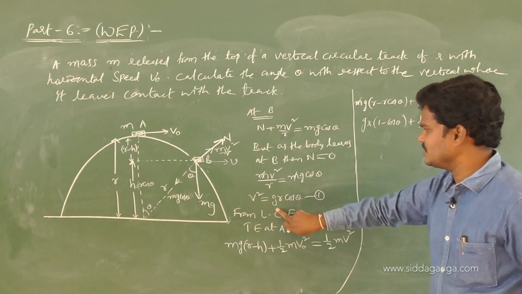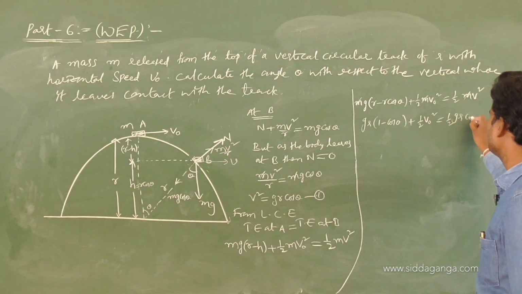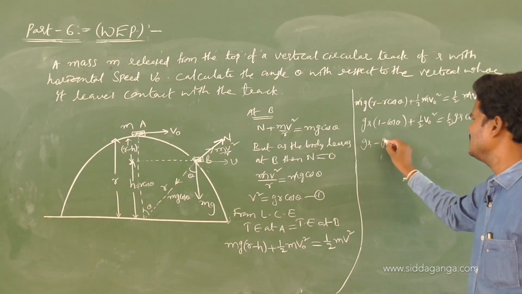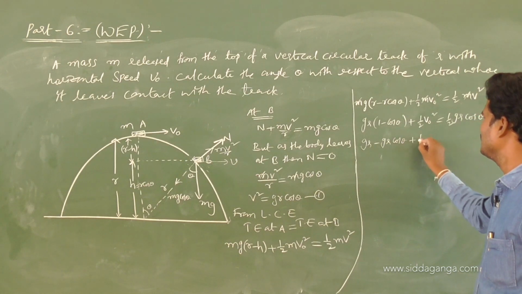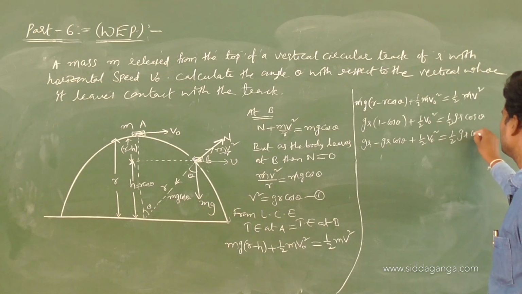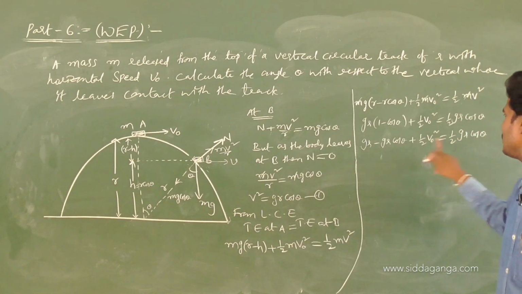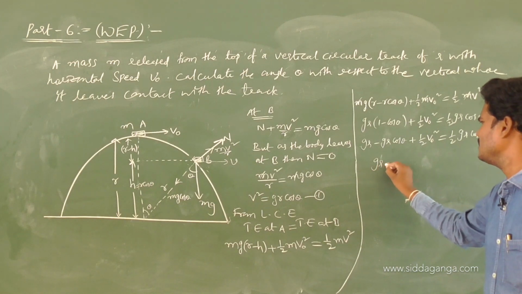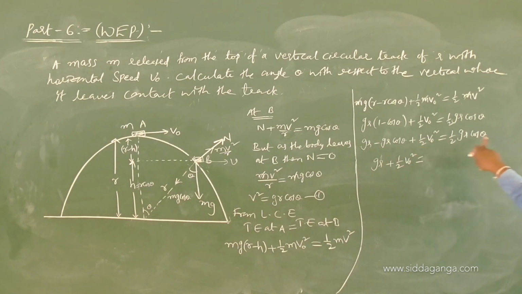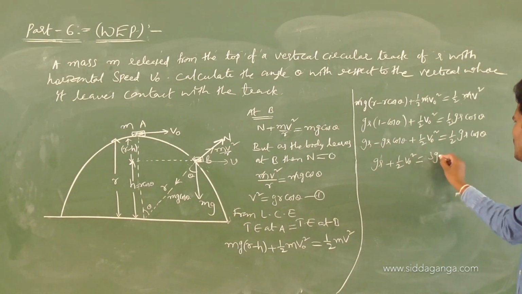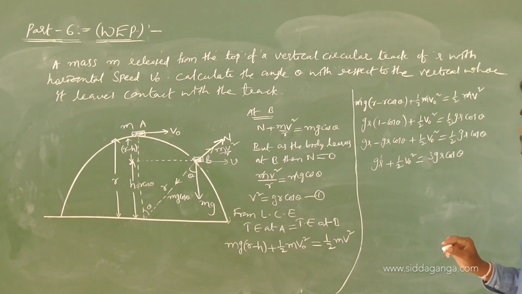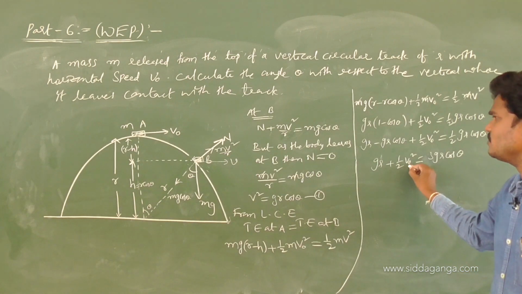What is v? v square is gr cos theta. So split up this one. So let me do first gr cos theta, half v naught square, half gr cos theta. So gr plus half v naught square is equal to gr cos theta, and if I take it here, 3gr cos theta. Okay, 3gr cos theta. Now the target is to find out v naught.